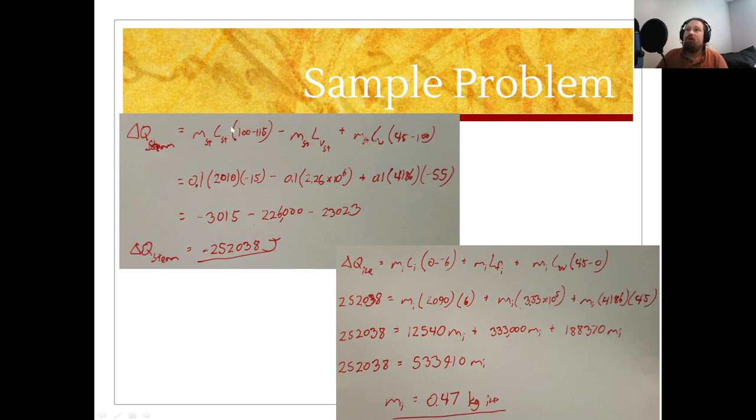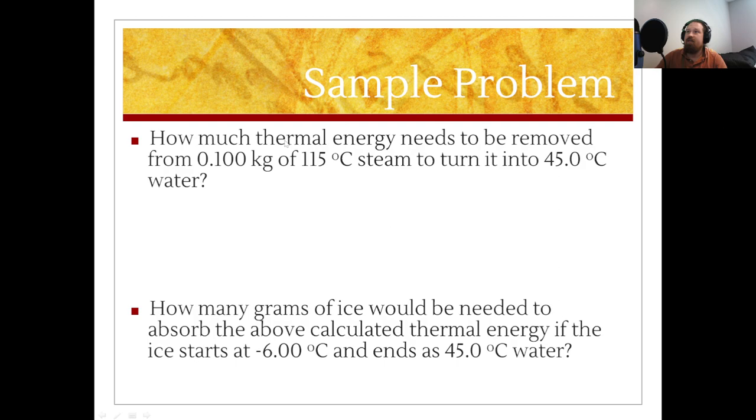Let's look at the first part, just the part where we're cooling down the steam. First thing we're going to need is the mass of the steam, which is going to be consistent throughout this entire question. We have, according to the problem text, 0.1 kilograms of steam. So that's going to be our mass for this entire first part.